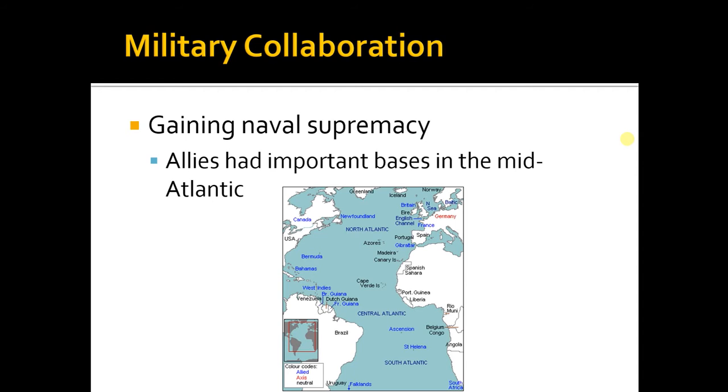Okay, and also like I said, the Allies were able to gain naval supremacy, and the Allies here had important bases in the mid-Atlantic. So if you look at all these blue color bases, these were essentially the Allied bases over here. You see the Atlantic separating the USA from Europe over here. By having control of the mid-Atlantic, it allowed the USA to easily send troops and supplies over here to help aid the Allied effort in Europe.